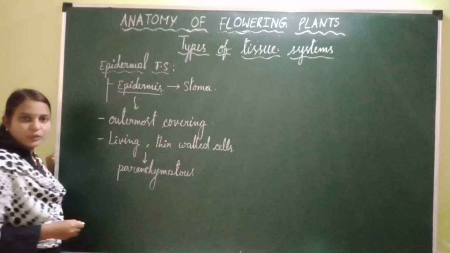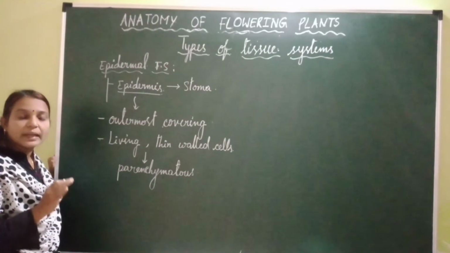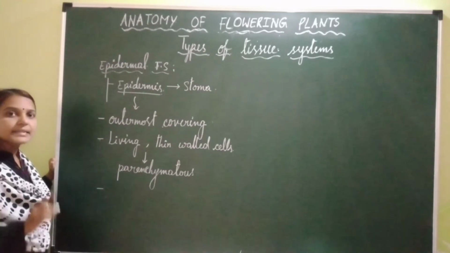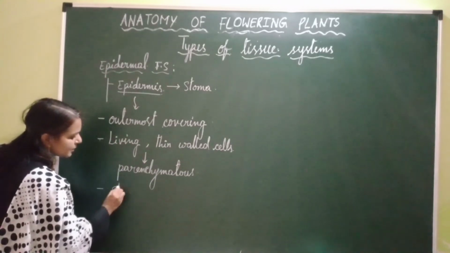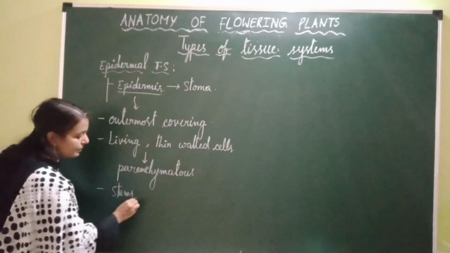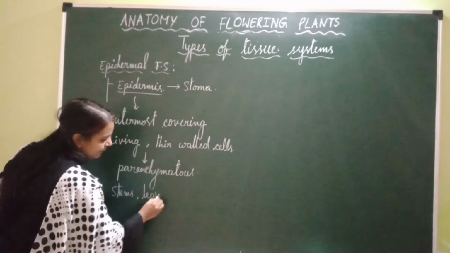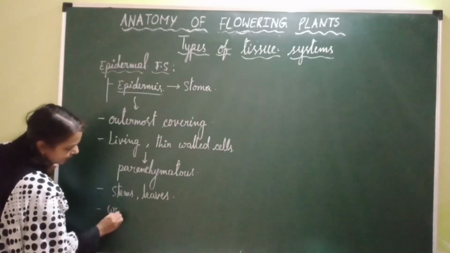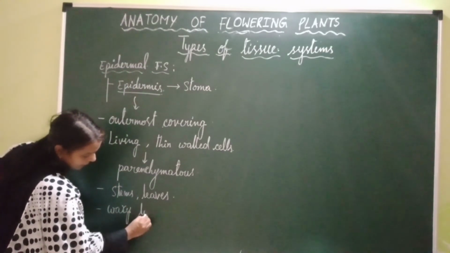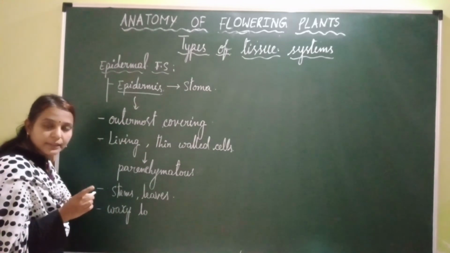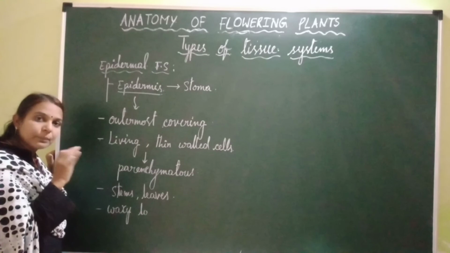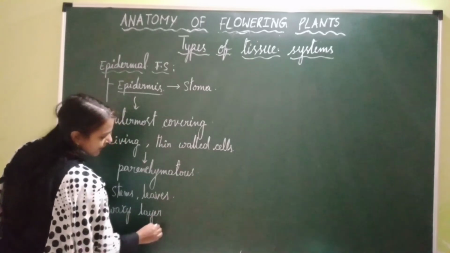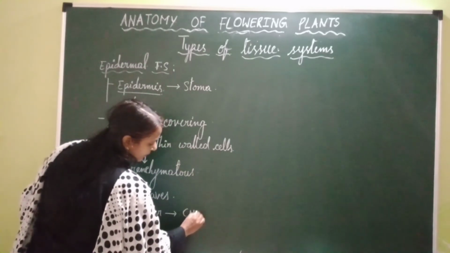And in the aerial parts of the plant, epidermis consists of a waxy layer above it. What are the aerial parts of the plant? Stem and leaf. So the epidermis present in stems and leaves, the aerial parts of the plant, is covered by a waxy layer, a waxy coating, which is called cuticle.